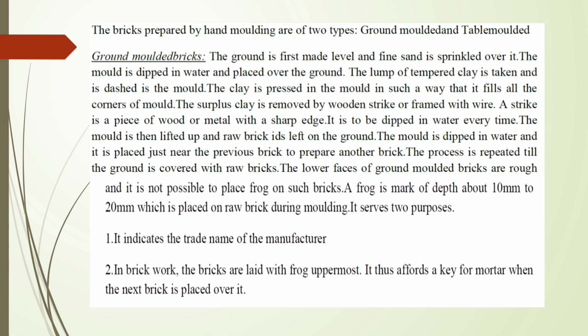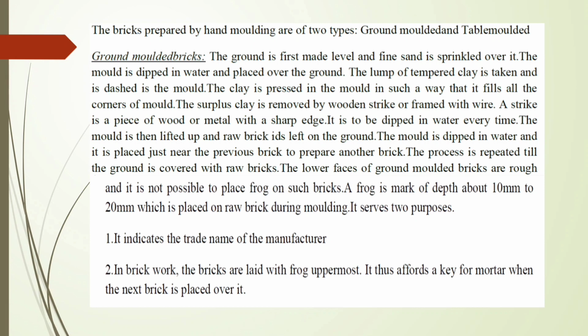The mold is then lifted off and rubbed. It is left on the ground. The mold is dipped in water and it is placed just near the previous brick to prepare another brick. The process is repeated till the ground is covered with raw bricks. The lower faces of ground molded bricks are rough and it is not possible to place a frog on such bricks.